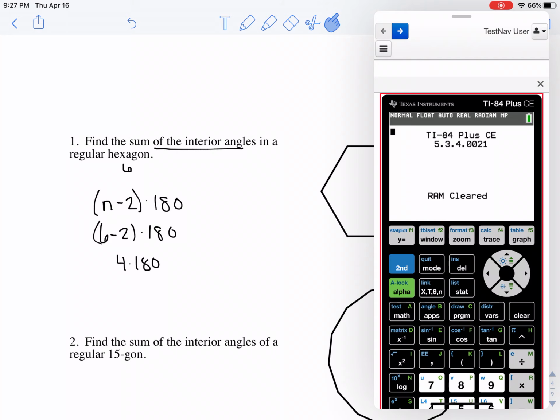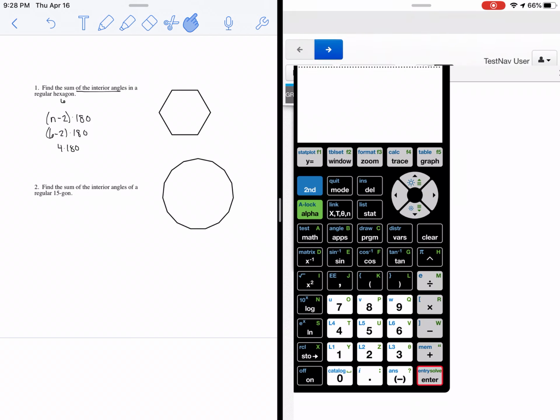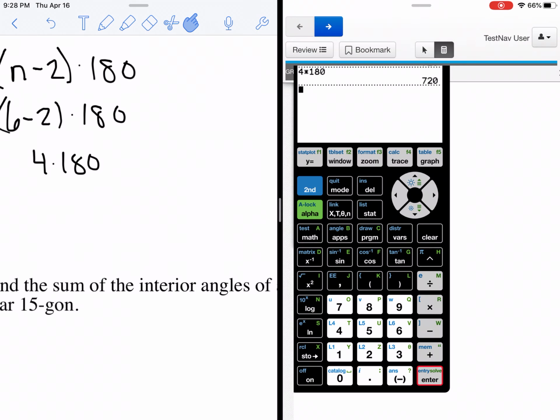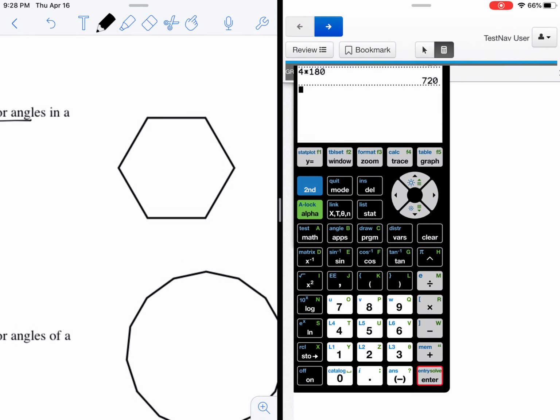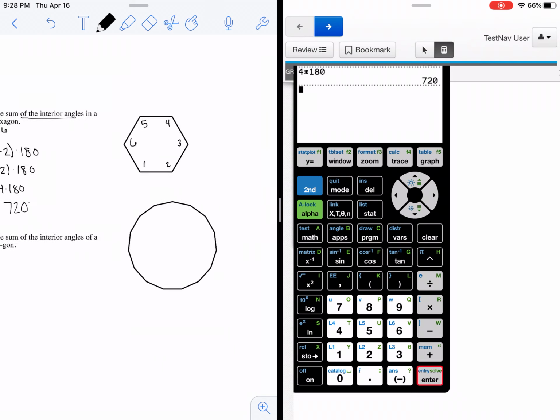Okay, so I'm going to look at this, and I want to do 4 times 180. So this is a really nice way to get access to a calculator if you don't have one. And then I'm going to scroll down. It's not working well in split screen, so I'm just going to multiply it out again. So I'm going to figure out that this is 720 degrees. That is all 6 angles here added together. All 6 added together is 720 degrees.